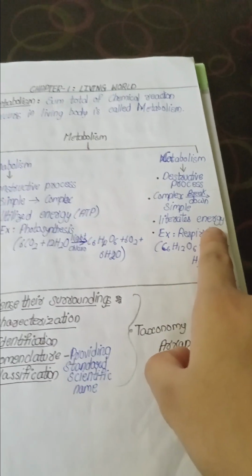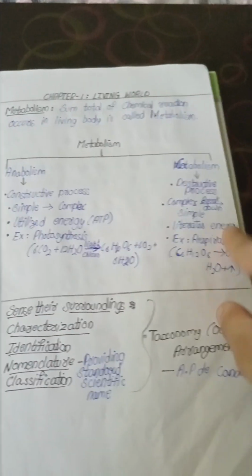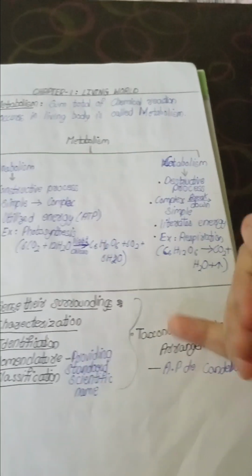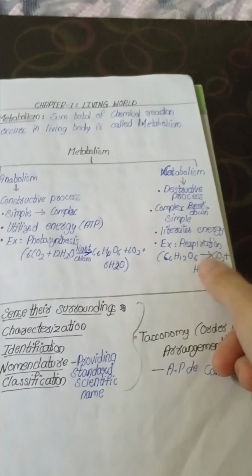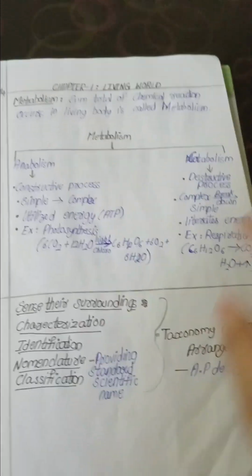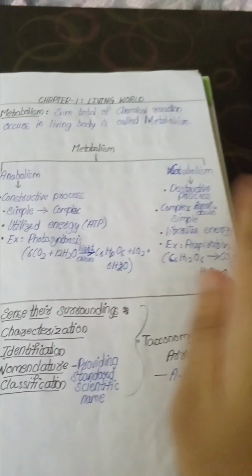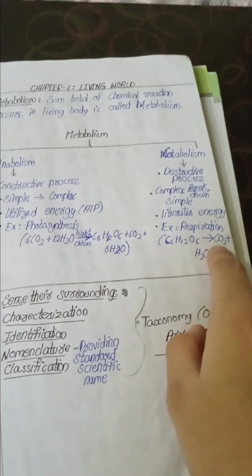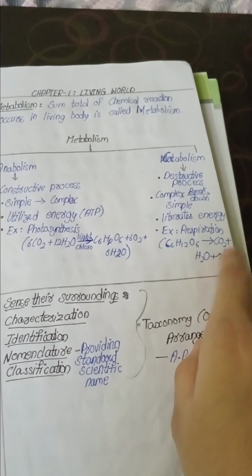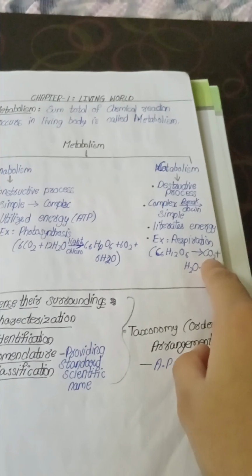Catabolism liberates energy. Utilizes means it takes energy, liberates means it gives away energy. An example is respiration, which happens mostly in humans. Respiration is liberating energy. In respiration, the complex particle is glucose. The formula of glucose is C6H12O6, which gives rise to carbon dioxide plus water, and it liberates energy. Here carbon dioxide and water are released out through the nose.